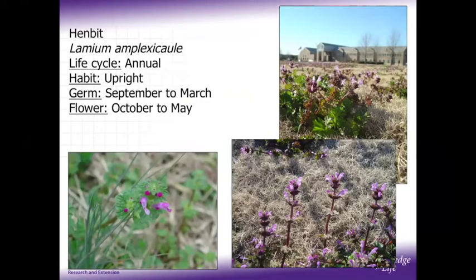Some broadleaf weeds are henbit. This is one that's getting ready to start coming on right now. It is a winter annual weed. Flowers October to May, starts to germinate September through March. So it germinates all winter long.